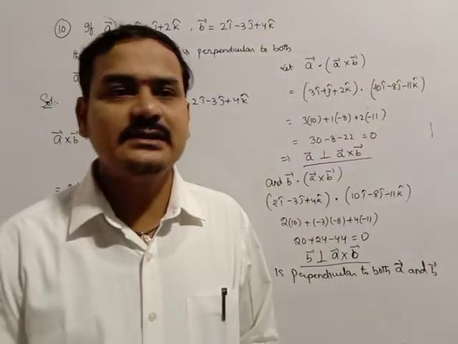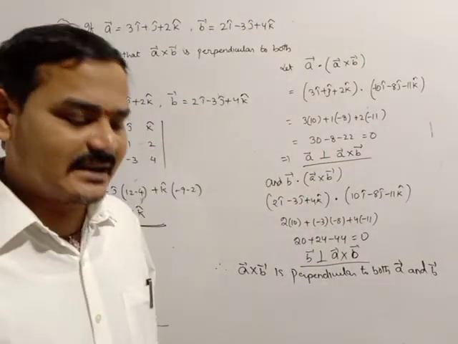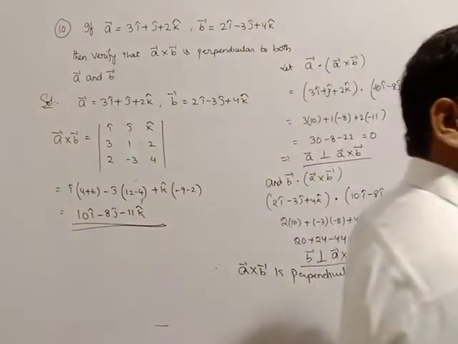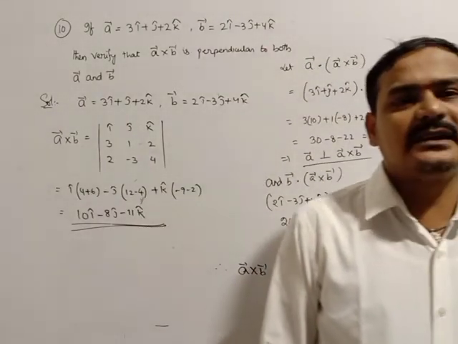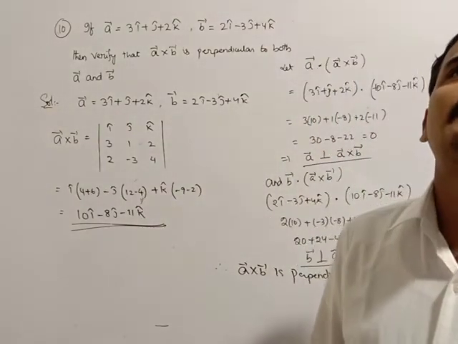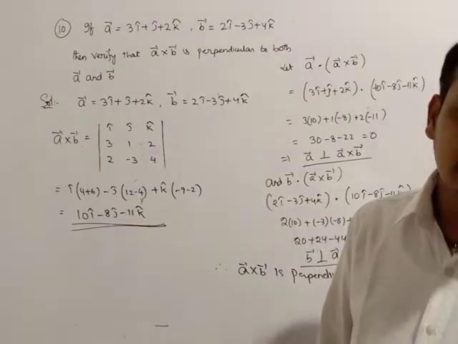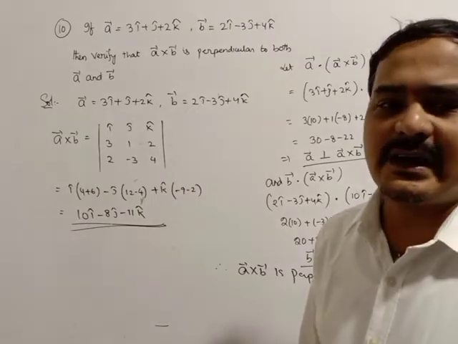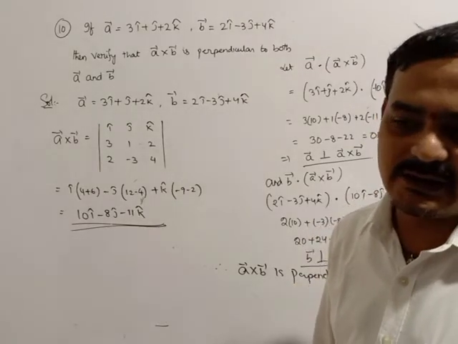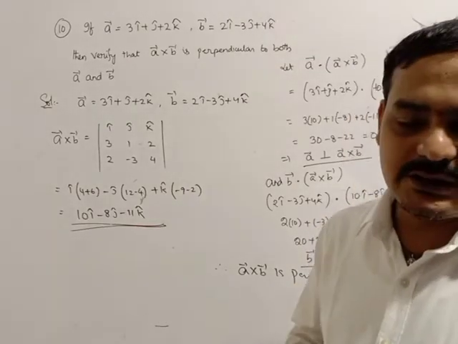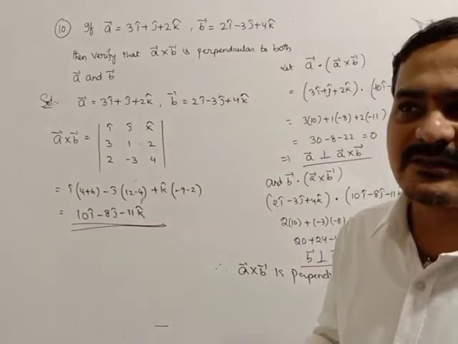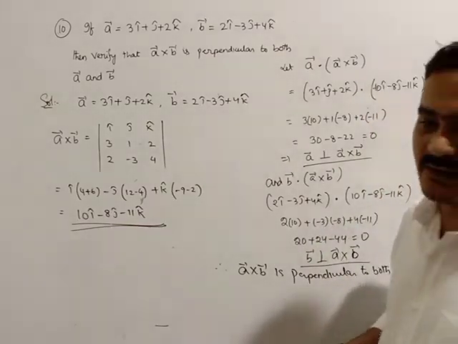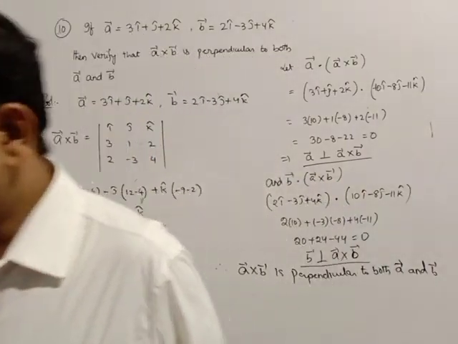Now the 11th question: area of the parallelogram whose diagonals are given. See, the area of the parallelogram with adjacent sides is the magnitude of a bar cross b bar. Similarly, the area of the parallelogram with diagonals given is the magnitude of d1 bar cross d2 bar, here with a factor of half. Here two diagonals are given. We need to find the cross product of the diagonals first and then use the formula.